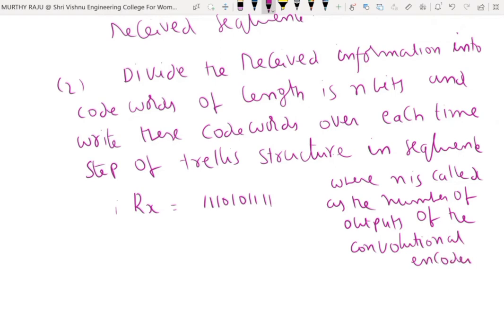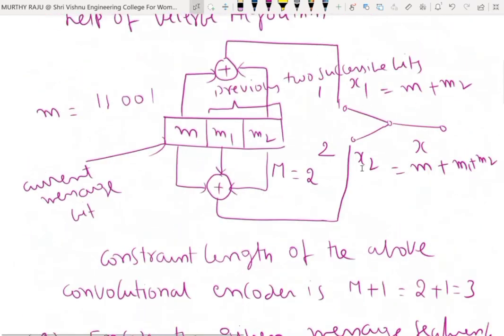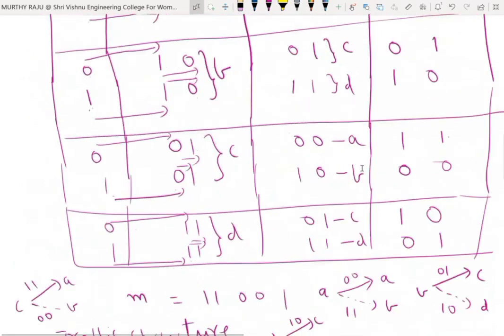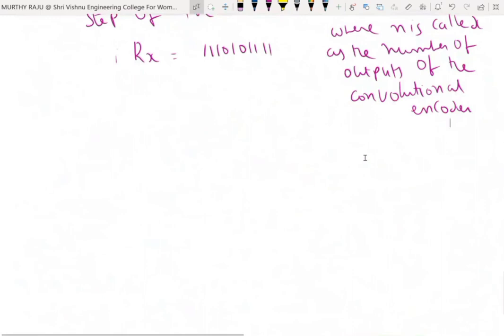In the given convolutional encoder, two outputs are there, two outputs x1 and x2. Therefore, n is equal to 2. Small n is equal to 2.